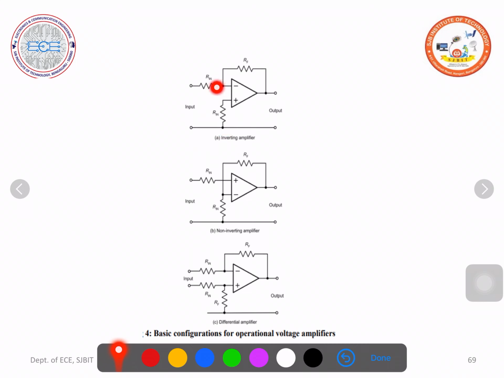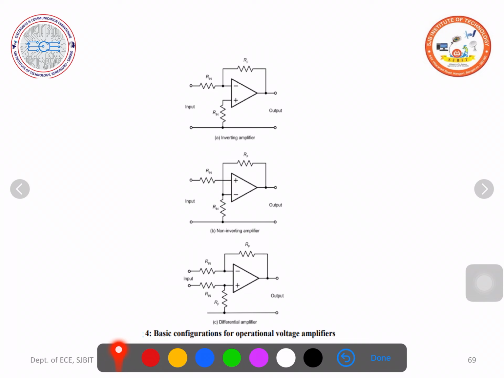In the inverting amplifier, we applied the input to the inverting input terminal through Rn. But here, see, the inverting terminal is grounded, because it is a non-inverting amplifier. But feedback is applied to the same terminal. In the non-inverting amplifier, to the non-inverting input terminal, we apply the input with respect to the ground. The inverting input terminal is grounded, and as usual, there is feedback.